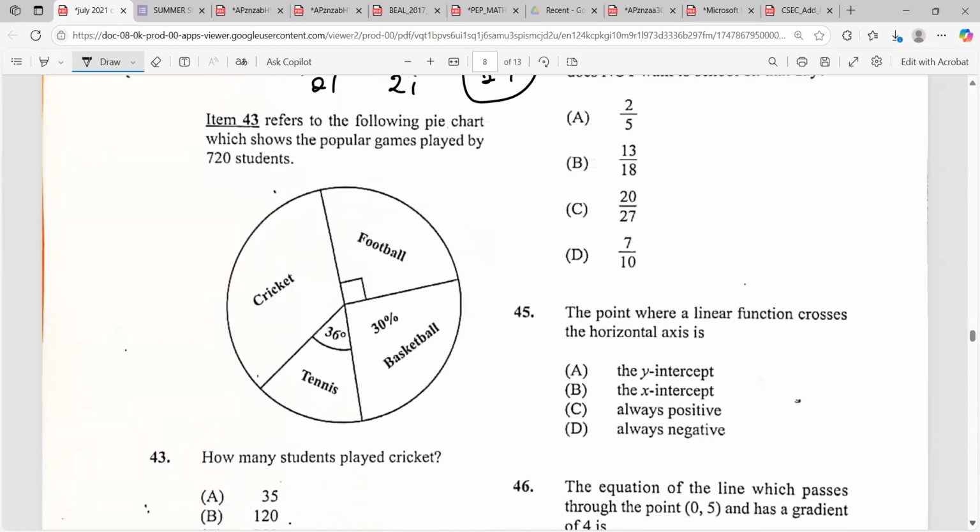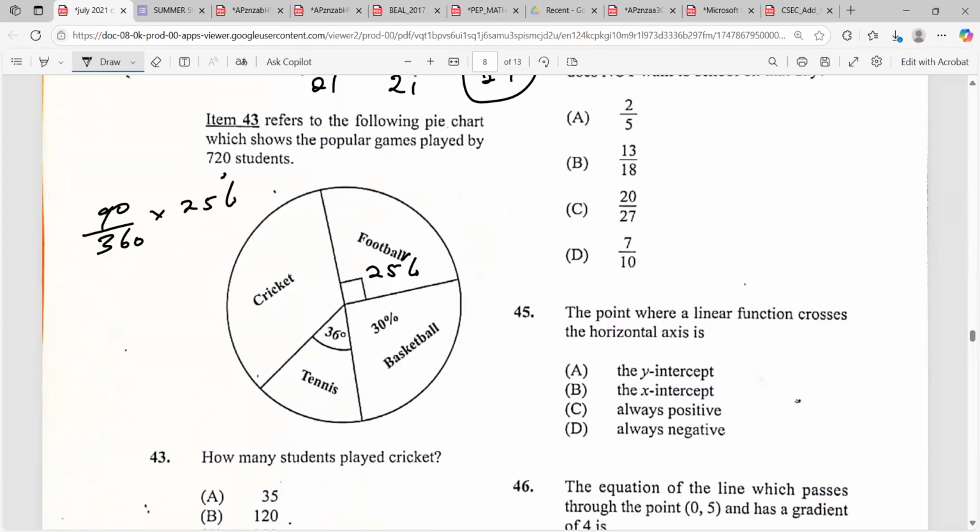Item 43 refers to the following pie chart, which shows the popular games played by 720 students. How many students played cricket? This is a repeat one as well. All right, so which route do you want to take? We can go by percent, because this would be 25%, since it's a quarter, right? The angle is 90. All right, so this works out to 25%.